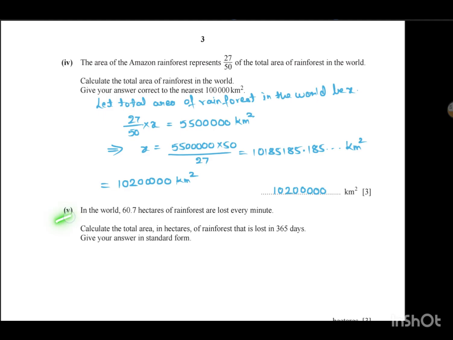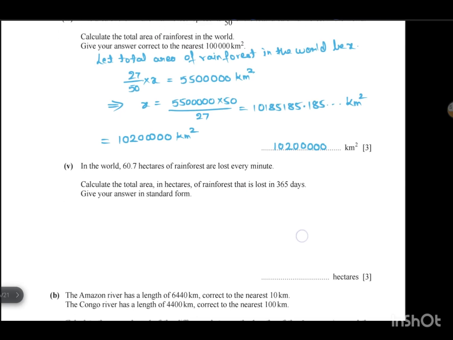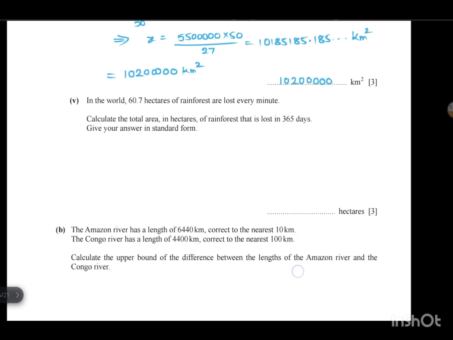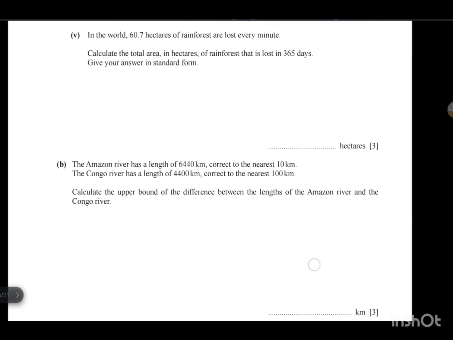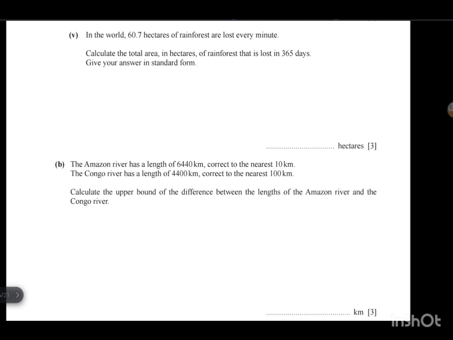Question number 5. In the world, 6.7 hectares of the rainforest are lost every minute. Calculate the total area in hectares of rainforest that is lost in 365 days. Give your answer in standard form. So here this is going to be a very big number, so that's why they are asking us to write the standard form, and we need to find out for 365 days. So 365 days has how many minutes we need to find out.